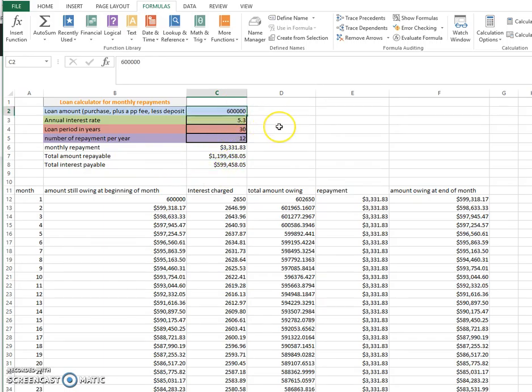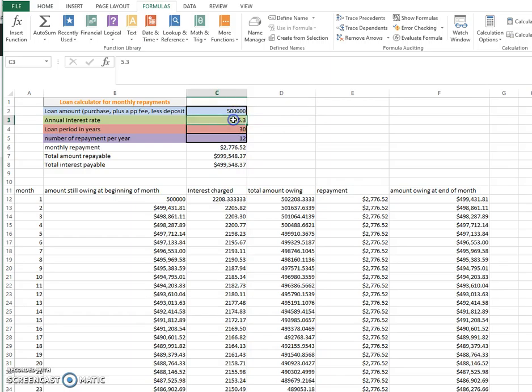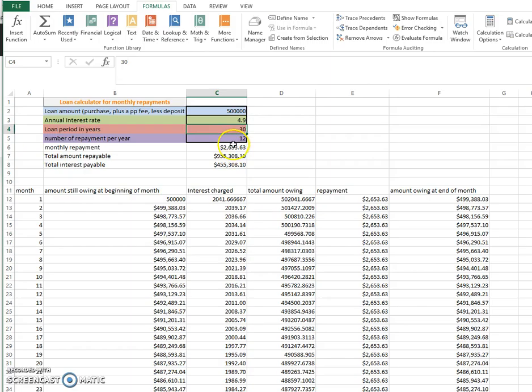Notice now that because we've done everything by formulas, if I now change some numbers, like if I suppose I only want to borrow 500,000, and my interest rate is 4.9%, then everything automatically updates, and here is the monthly repayment for this new loan. Total amount repayable and total interest payable. Alright, there is your loan calculator.